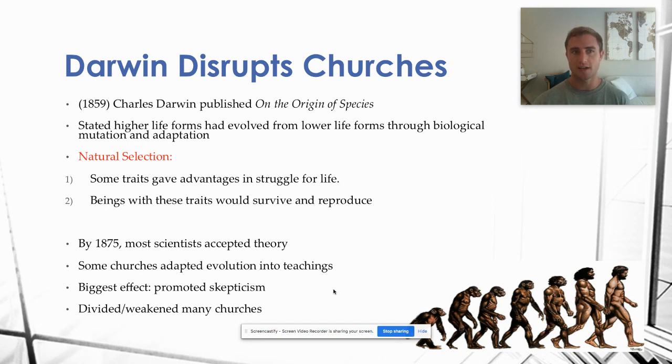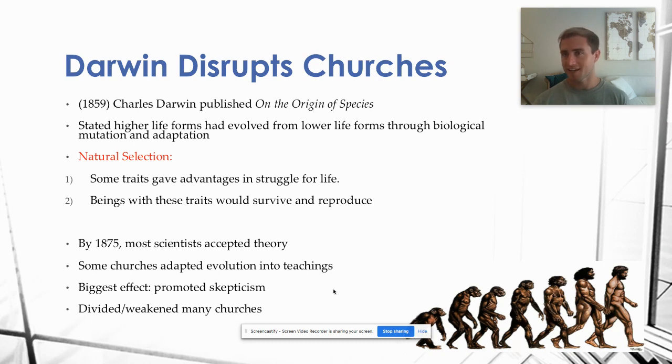Charles Darwin in 1859 writes On the Origin of Species. On the Origin of Species discusses evolution, which wasn't an entirely new concept. But he also talks about natural selection, which kind of gives some evidence to evolution, to give some reasoning to evolution, where Darwin argues that some traits give certain beings advantages in the struggle for life, and beings with these certain traits are going to survive and reproduce, and therefore eventually beings are going to evolve because more and more of the species is going to have these traits, etc.